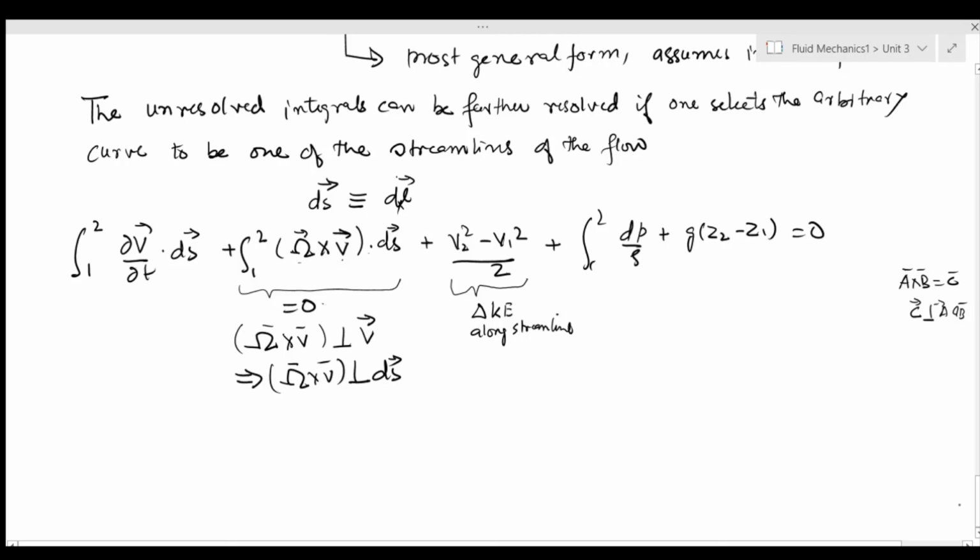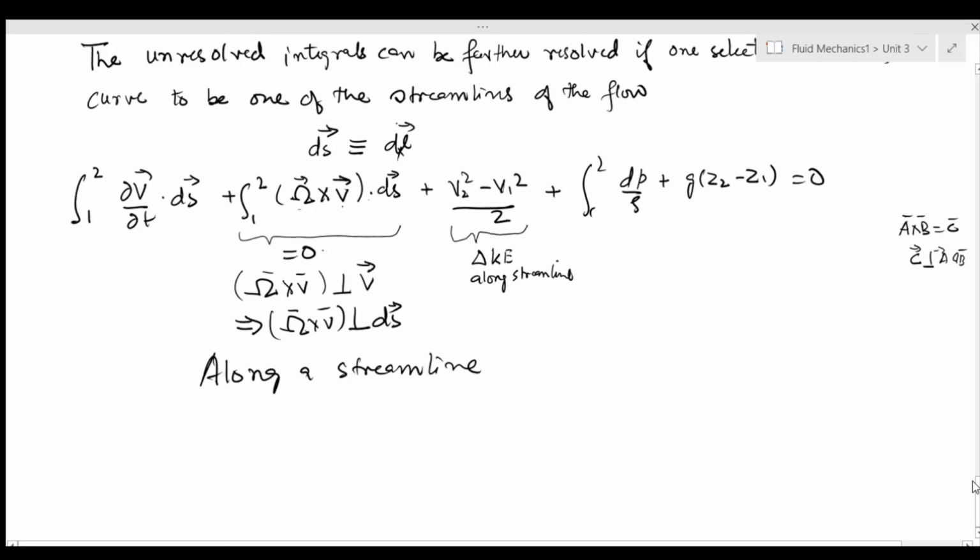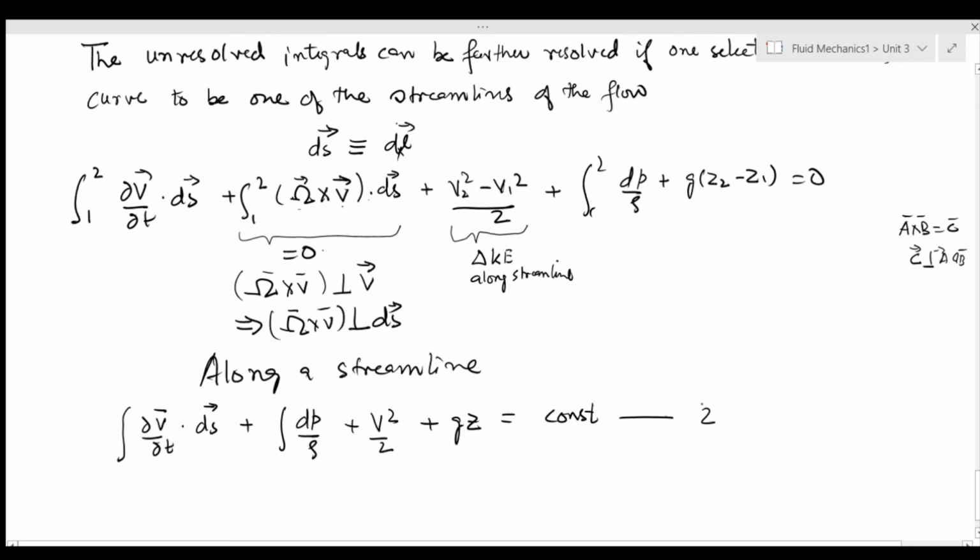So now with this modification, if I am moving along a streamline, then my equation would be modified to the integral of del V by del t dot ds, plus the integral of dP by rho, plus V square by 2, plus g z, and this is going to be a constant. So this is my second equation.